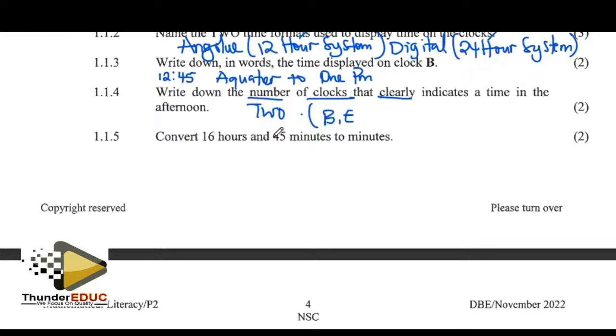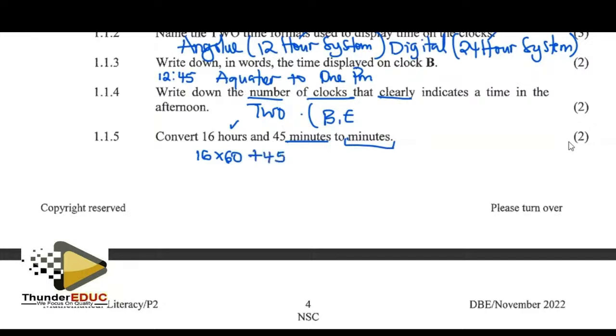Convert 16 hours, 45 minutes to minutes. In other words, these are already minutes, we don't need to change them. Why? Our main aim is to have minutes. So remember, these are 16 hours. We need them to become minutes. Yet 1 hour has 60 minutes. Simply meaning, get the 16, multiply by 60. We want to see that they become minutes.